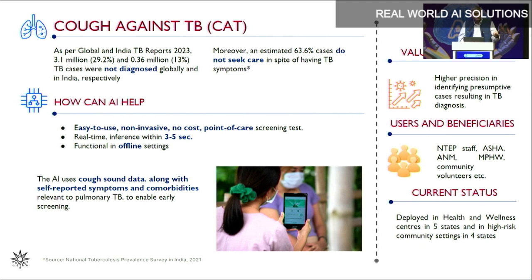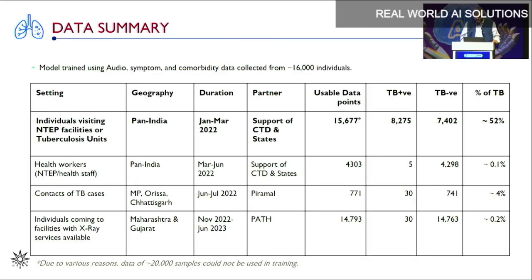Right. So the idea is just with a mobile phone, you can record cough sounds. The same mobile phone app that is used to record symptoms can be used. That's the idea. It's currently deployed in health and wellness centers across 5 states and in high-risk community settings in 4 states. It's still a limited pilot type of deployment. It's very easy to use. The protocol is not difficult. It's non-invasive. Health workers don't need any special training, unlike X-rays. No cost. It's point of care, and the model is offline. The model doesn't need an internet connection on the phone, so it can work in rural areas, in remote areas, and so on. And you get the result in 3 to 5 seconds.